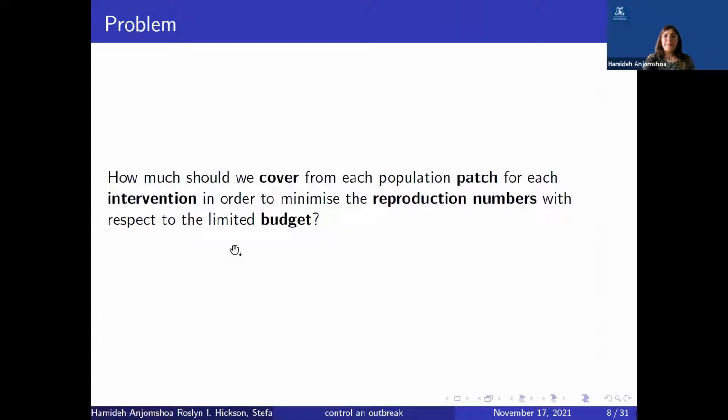So the problem we want to solve here is, in terms of population and intervention, how much should we cover from each population patch for each intervention in order to minimize the reproduction numbers with respect to a limited budget? I use limited budget here, but it doesn't only mean budget. It could be limited resources as well.